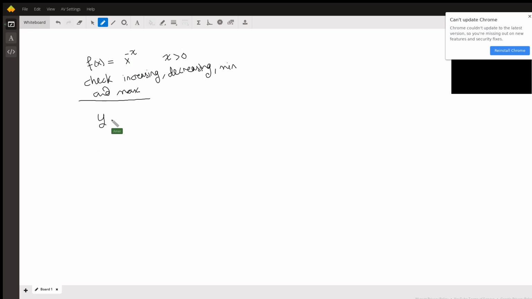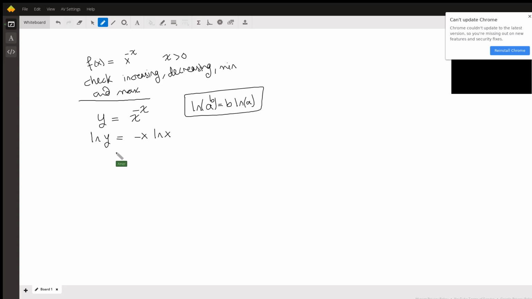To find the derivative, I will use some trick. If we have y equals x to the negative x, usually you use the ln trick. Then you're going to be using some properties of ln here. We could say, remember that ln of a to the b is b ln a. This is one of the properties of ln or logs in general.